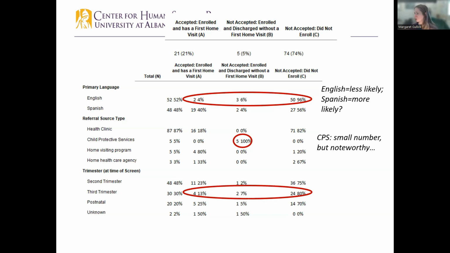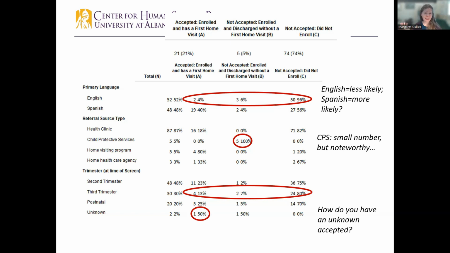Trimester at screen, I'll note that a lot of your families in the 3rd trimester are not enrolling. So fewer than your average rate of families in the 3rd trimester enroll, more than your average rate of families in the 3rd trimester do not enroll. And then also, there's one family here who accepted, has a first home visit, and is an unknown trimester. So that one I actually saw in someone else's data, I didn't completely make up. So that's something to just keep an eye out for when you see that show up in the report.